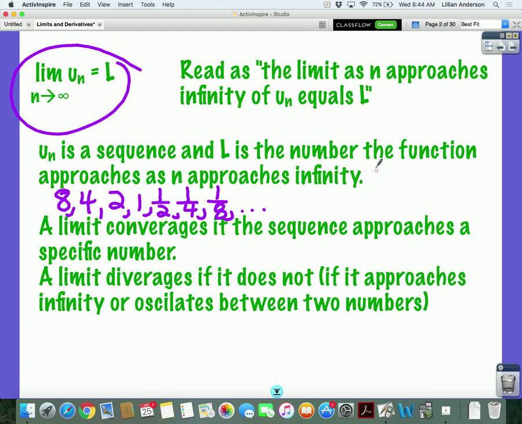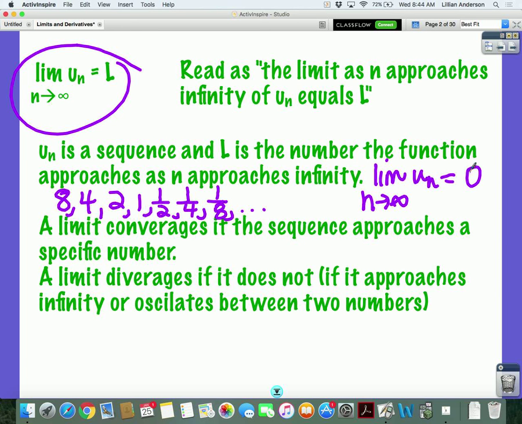So in this case, what's the limit of this sequence? We would write it as such. The limit as n approaches infinity of the sequence would equal 0. Because that's exactly what's happening. As the sequence continues, the number is getting closer to 0. That's what the limit is. You're looking to see, okay, what's happening? The more numbers we add, what's happening to the numbers themselves?